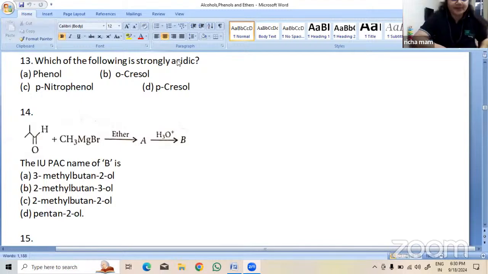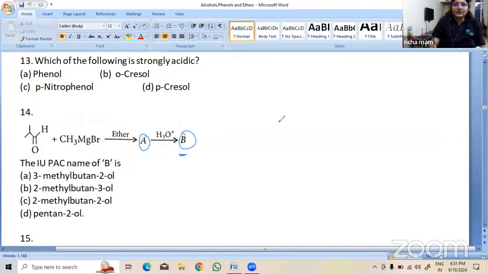So you have an aldehyde. This particular aldehyde reacts with your Grignard reagent, methyl magnesium bromide, and in the presence of ether it will give you A. Further, it will undergo acid hydrolysis to give you B. After this reaction, you have to find the IUPAC name of B. What is the IUPAC name of B?